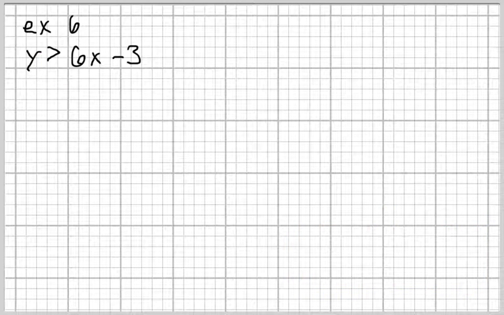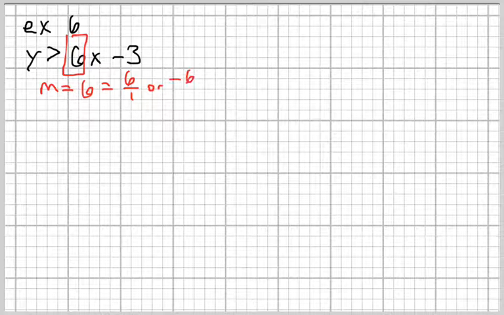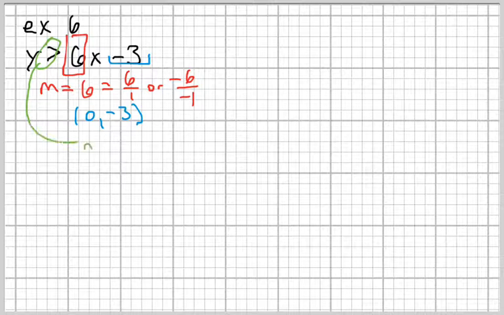Let's look at another example. Here we have y is greater than 6x minus 3. Again, we want to identify our three key pieces of information. Our slope is 6, so we have a 6/1 or a negative 6/negative 1. My y-intercept comes from that last number over here, so I have the point (0, negative 3). And the third piece of information: do we want a solid or a dashed line? That is just a greater than symbol, so that tells me we're going to make a dashed line. Now we have all the information we need to be able to make our graph.